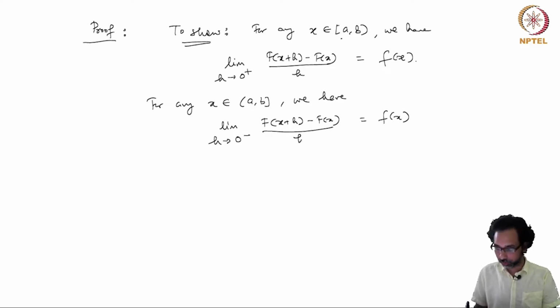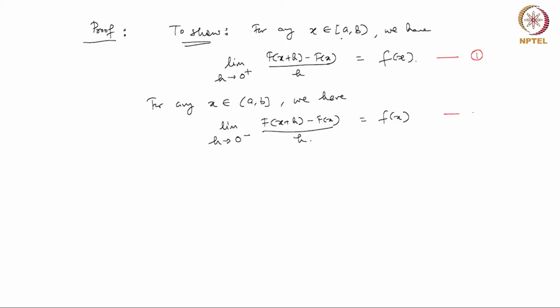So we have to deal with these two situations differently, because we have endpoints a and b, and one can only approach a from the right and b from the left. So let's denote the first equation as 1 and the second equation as 2. So I'll just prove 1 and the proof of 2 is similar.